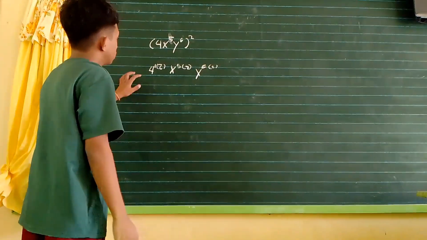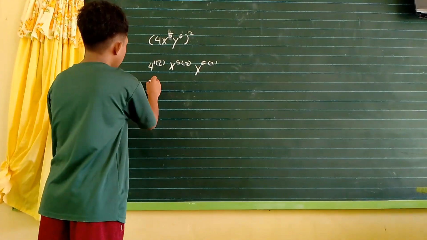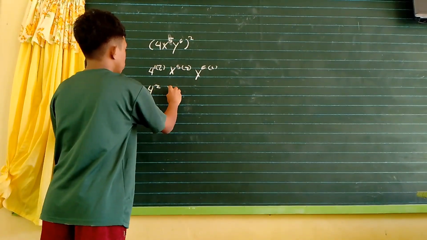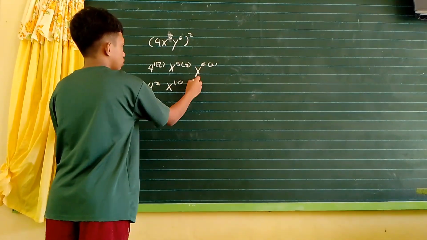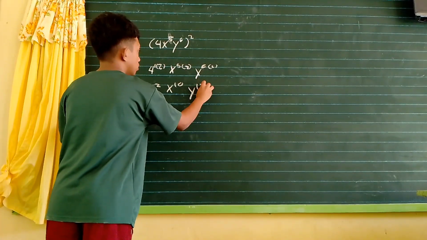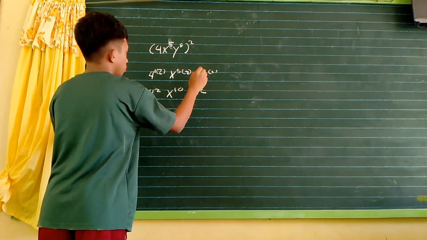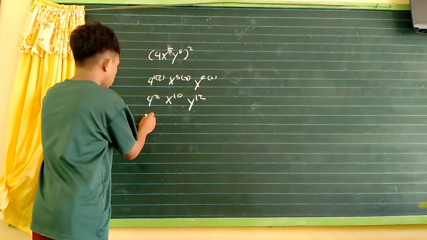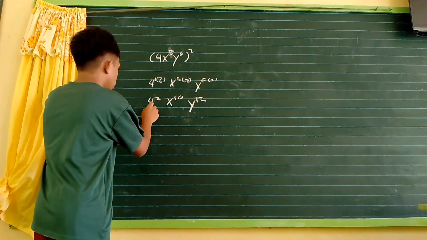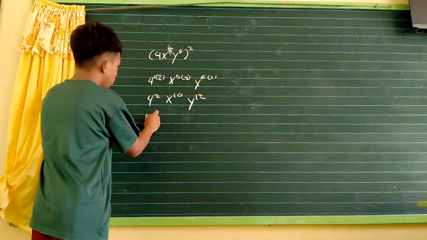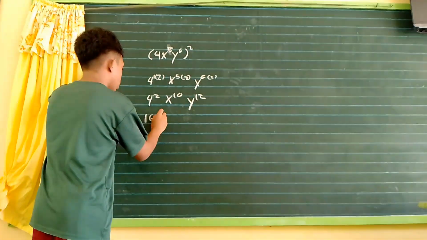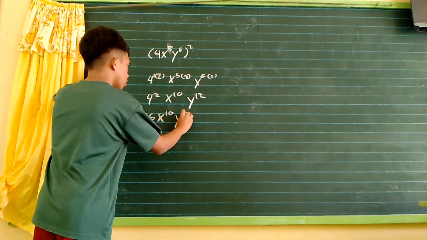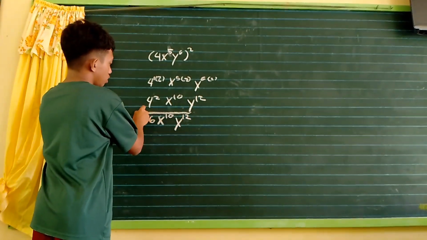And that equals 2, 10, 12. And we need to simplify to get the final answer. We need to factor it, or simplify. Equals 16. This right here is the final answer.